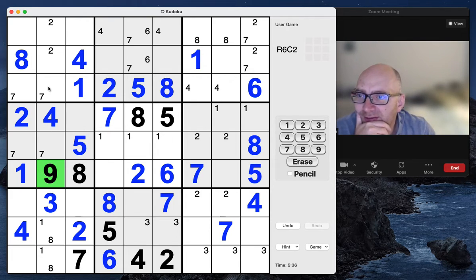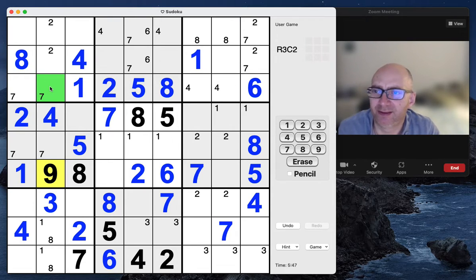And I think that means this now will have to be a 7. Again, just remembering what we did before: 1, 2, 3, 4, 5, 6, it can be a 7, can't be an 8, can't be a 9. So this is definitely a 7.